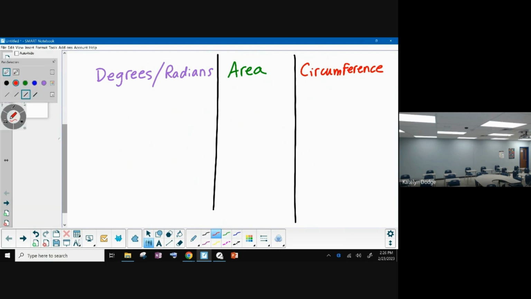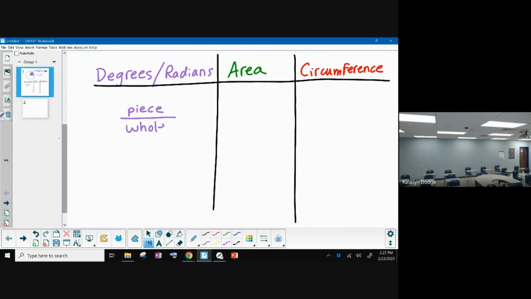And basically, in my piece over whole relationship, I could relate all 3 of these different categories together. So let's say I want to set up an equation here. And for my degrees and radians, I'm going to have the measure of whatever piece I'm trying to find over my entire degrees or radians of my circle. So when I'm saying piece over whole, I'm talking about the piece of the circle divided by that whole item of the circle, which we'll get into specifics in just a second.